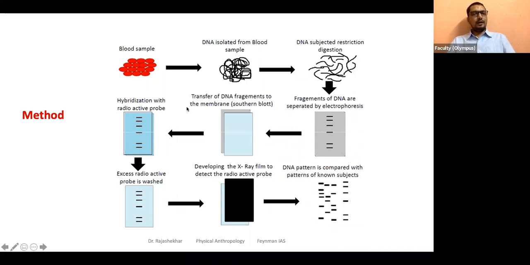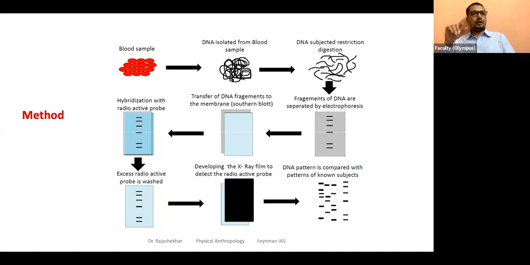Okay, then how do you identify? Are you interested in knowing all the sequences that are part of this DNA? Which sequences should we look for? Where the variation is more. Correct, where there is more variation. So how do you identify that variable region?